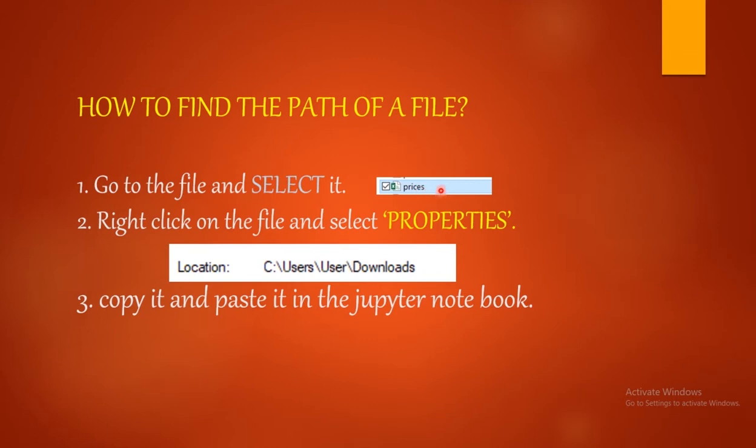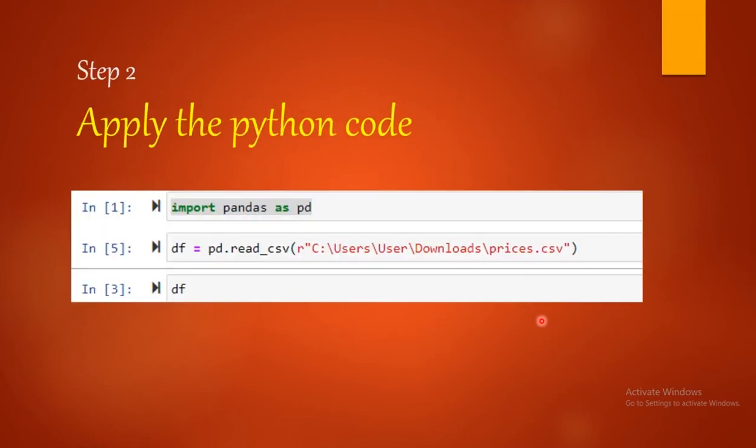Next, you have to find the path and select it. For example, prices is the name of my file. So I went there and I selected it. You right click on this particular file, the prices, and select properties. When you select properties, you will get the path like this: user downloads on my system. Simply copy and paste it in your Jupyter notebook. It's that simple. Now go to the Python Jupyter notebook.